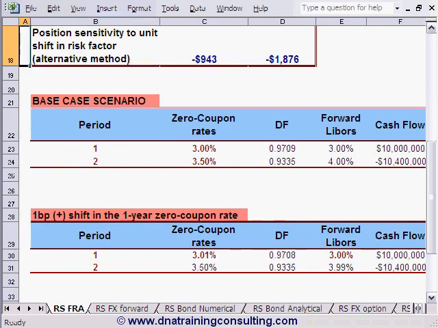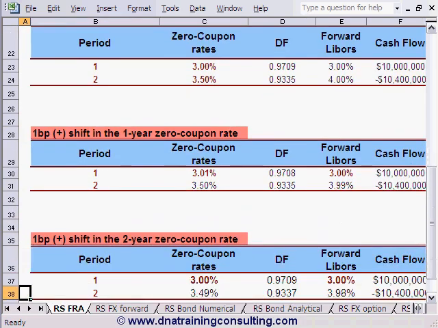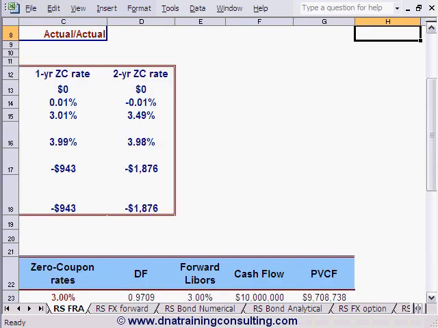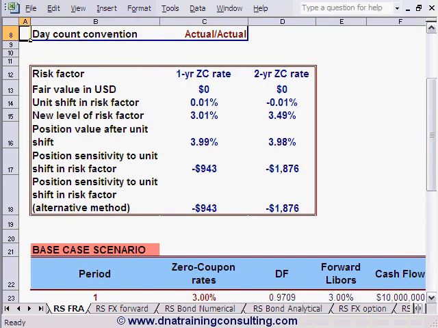The same steps, but with a 1 basis point decrease in the 2-year rate, are repeated in the table starting here on row 35, confirming once again a revised fair value of negative $1,876 in this cell G39, equaling exactly in both cases the numbers previously calculated over here in cells C and D17.